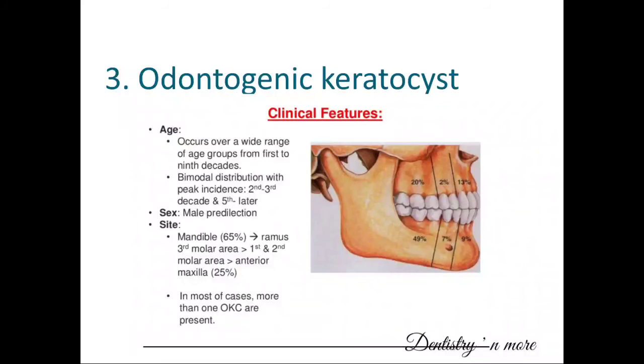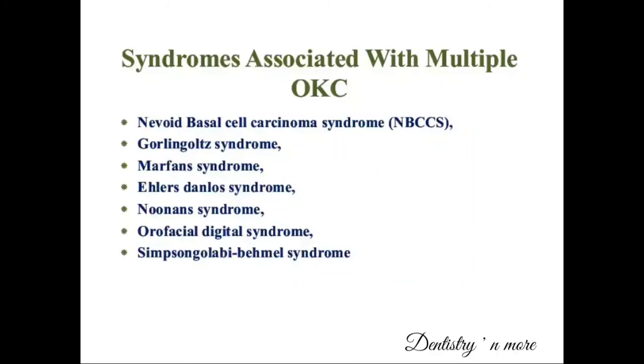Then you can describe the clinical manifestations. Age predilection is found to be around the second to the third decade, and it can also come in the later stages, from the fifth decade onwards, and it is found to occur in males. The site of predilection is around the mandible, especially the ramus and third molar region, followed by the first or second molar, and then the anterior maxilla. And in most of the cases it can present not just as one lesion, it can present as two or more lesions itself.